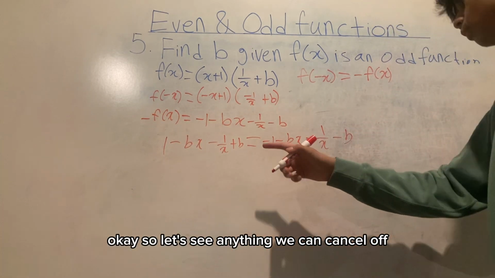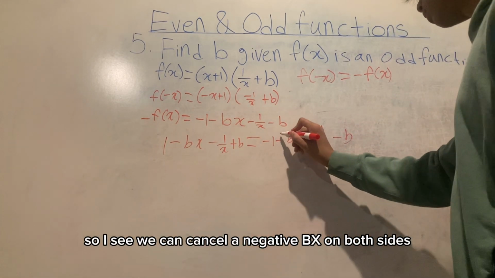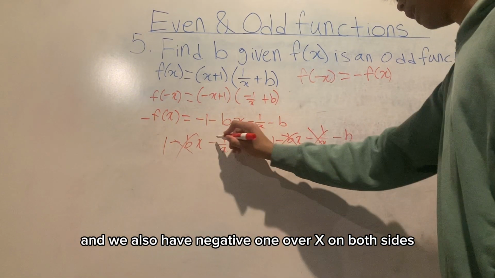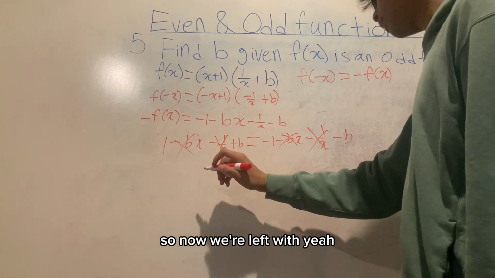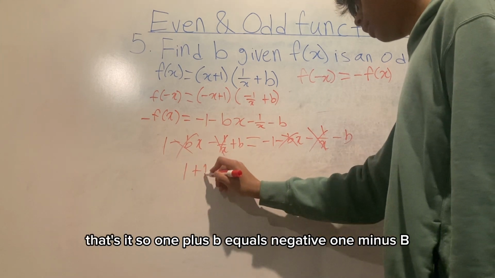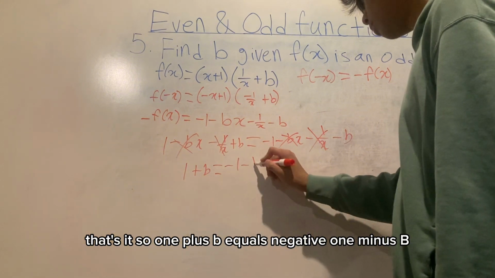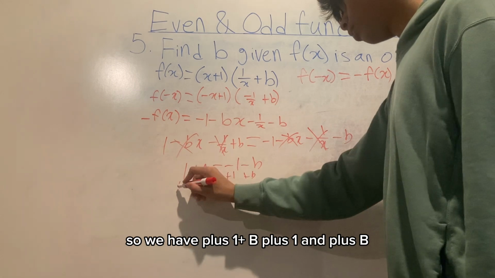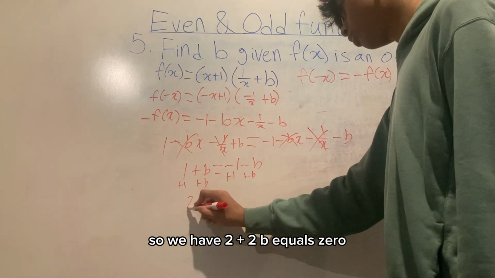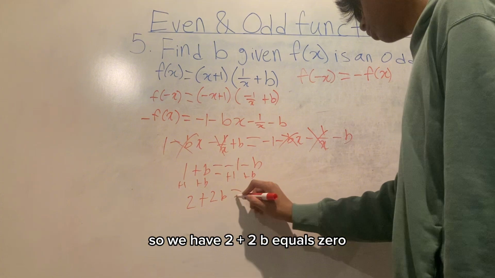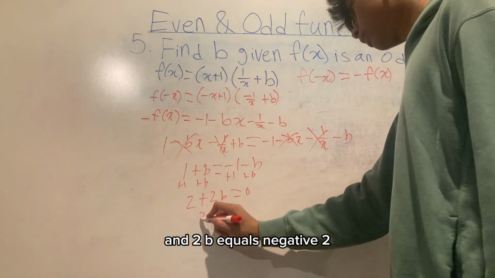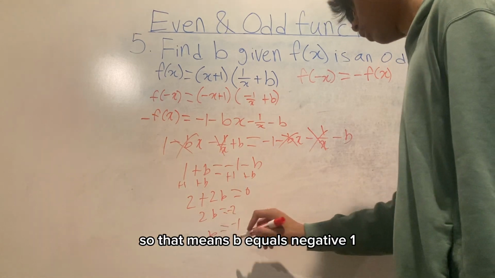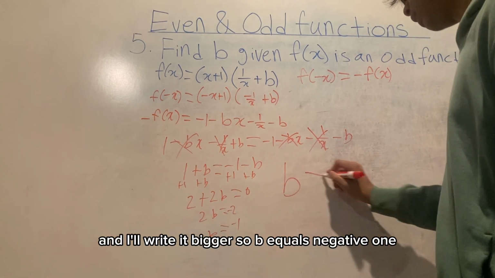Okay, so let's see anything we can cancel off. So I see we can cancel out a negative bx on both sides, and we also have negative 1 over x on both sides. So now we're left with 1 plus b equals negative 1 minus b. So let's move everything to the left side. So we have plus 1 plus b plus 1 and plus b. So we have 2 plus 2b equals 0. And 2b equals negative 2. So that means b equals negative 1. And I'll write it bigger. So b equals negative 1.